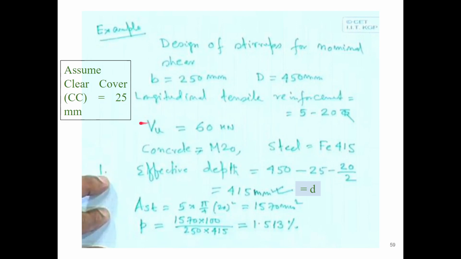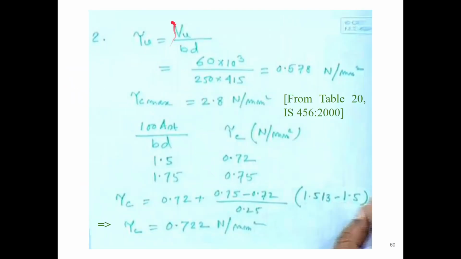So clear cover is taken as 25 mm. Okay, so effective depth will be 450 minus 25 minus 20 by 2, that is 415 mm. Ast is 1570 mm square, p is 1.513%, right? So tau v will be 60 into 10 cube by 250 into 415, which is 0.578. Okay, and tau c max is 2.8. So anyways, it is okay. The section is okay, and tau c value is 0.722.